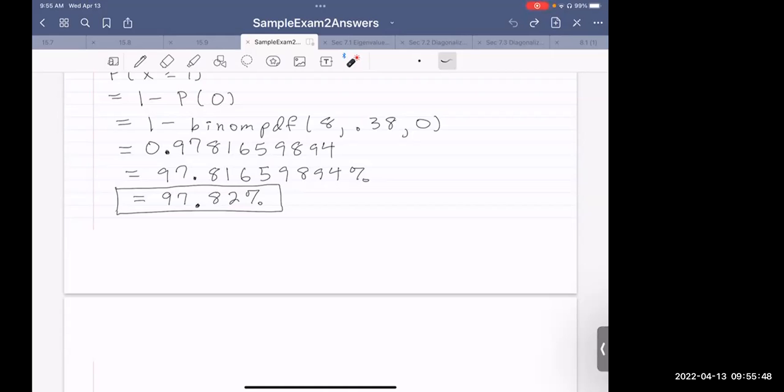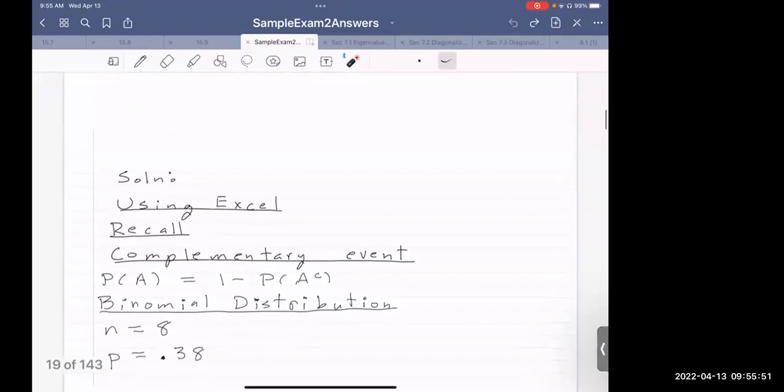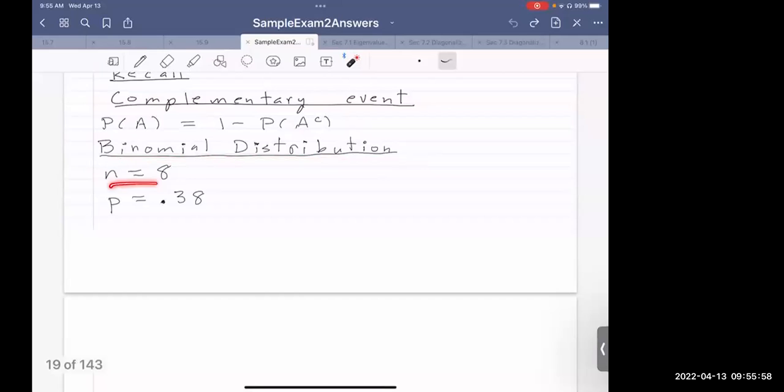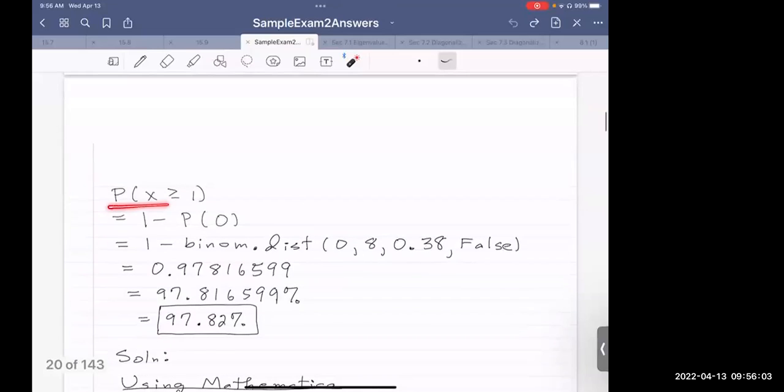Well, we can also use Excel. So let's use Excel. Again, we'll be doing the complementary event. We have a binomial distribution with n equal 8, p equal 0.38. I want to find the probability x is greater than or equal to 1. So let's find 1 minus the probability x is 0: 1 minus BINOM.DIST(0, 8, 0.38, FALSE).